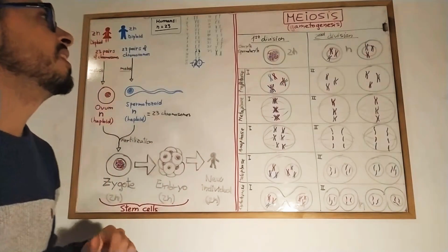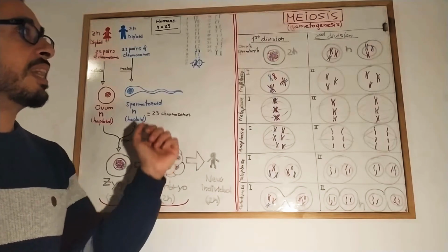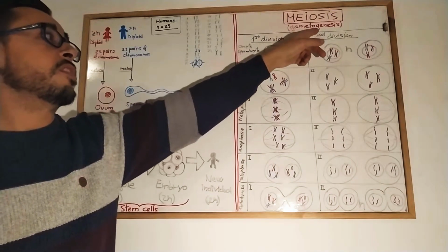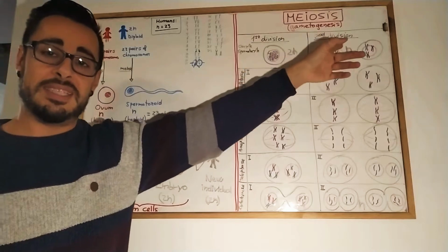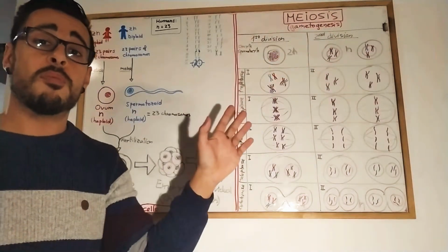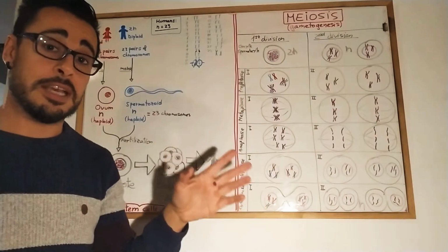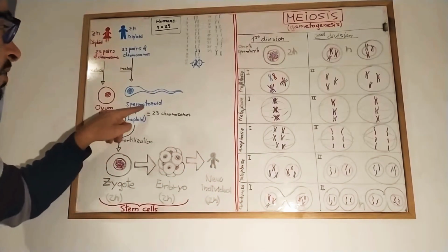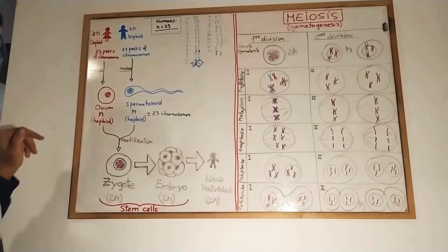Hi guys, today we are going to study a process which is called meiosis or gametogenesis. Gametogenesis is the formation of gametes. Gametes are ova and spermatozoa.